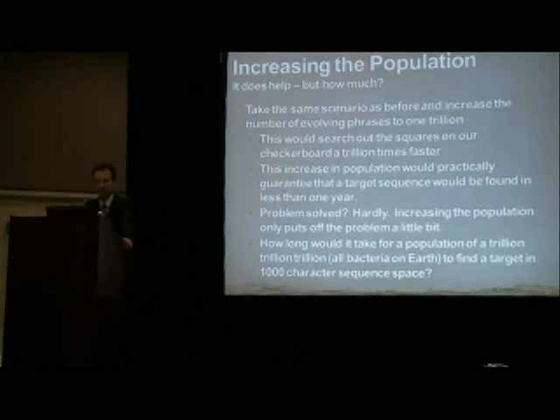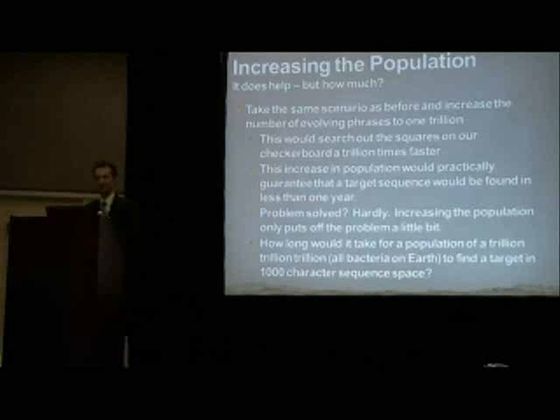Take the same scenario as before and increase the number of evolving phrases to 1 trillion. This would search out sequence squares on our checkerboard 1 trillion times faster. This increase in population would practically guarantee a target sequence would be found in less than 1 year at our previous calculation. So this solves the problem, right? Increasing the population, you can find it in less than 1 year. Well, it solves the problem a little bit, but all you have to do is step up the ladder of complexity a little bit farther and see what happens.